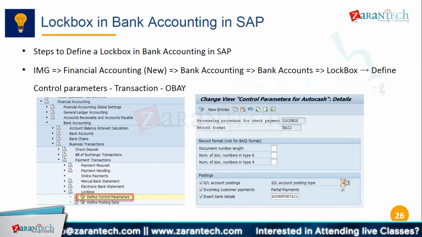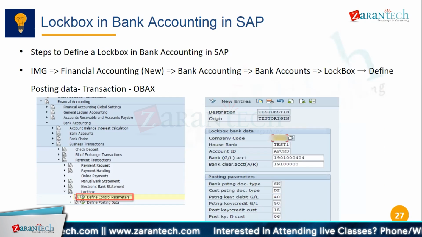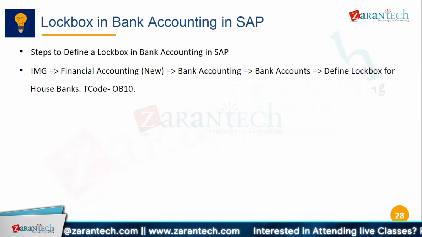So in the first step here, you define the control parameters. The second step, you have to define posting data. When you're defining the posting data, you'll have to say where it's originating from, what is its destination, what is the company code, what is the house bank name, the house bank ID, what is the GL to be debited, what is the GL to be credited, what kind of posting document you'll be using, what are the posting keys for a debit and a credit, is there any other posting keys, credit customer and debtors account. So you have to define the posting data.